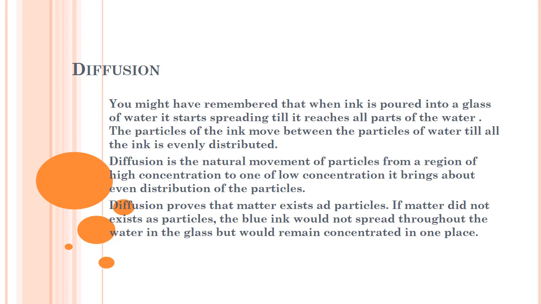Diffusion is the natural movement of particles from a region of high concentration to one of low concentration. It brings about even distribution of the particles. Diffusion proves that matter exists as particles. If matter did not exist as particles, then the blue ink would not spread throughout the water in the glass but would remain concentrated in one place.